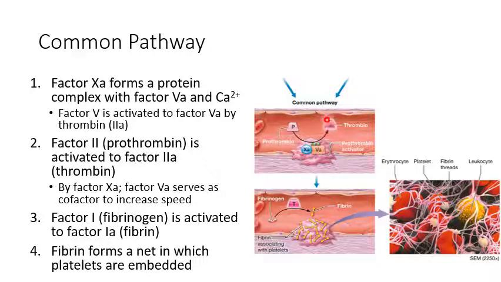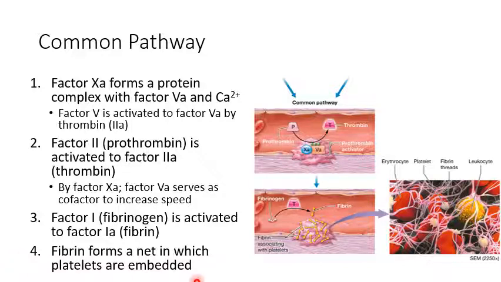Then the main job of this thrombin is to activate the last factor, factor 1, also called fibrinogen. So factor 1 is also called fibrinogen. That is going to be activated by factor 2A or thrombin to factor 1A or fibrin. Then fibrin is finally this long thready protein that's going to form like a net or a mesh, embedding all of the formed elements in this platelet plug to make it a proper clot. And so we're finally done with coagulation.